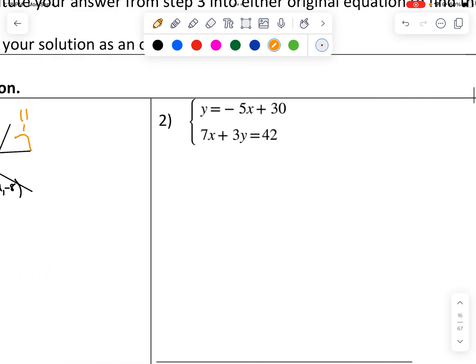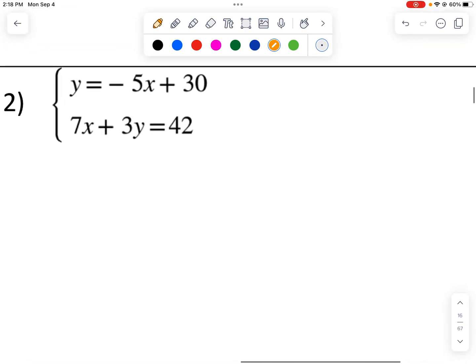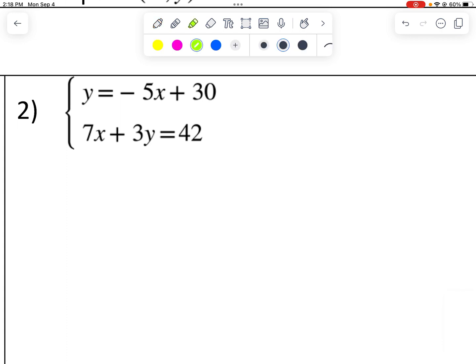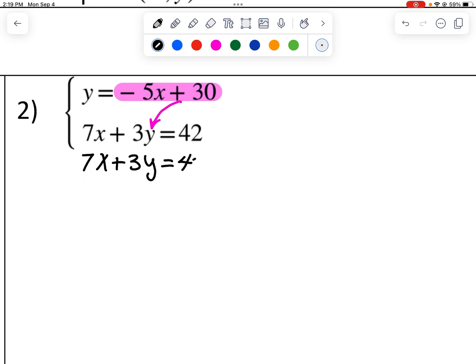Okay? So this question over here, set up for substitution. It's designed for substitution because I know the value of y. The value of y is -5x plus 30. So because I know the value of y is -5x plus 30, I'm going to take -5x plus 30 and I'm going to substitute in the other equation for y. So the other equation is 7x plus 3y equals 42.